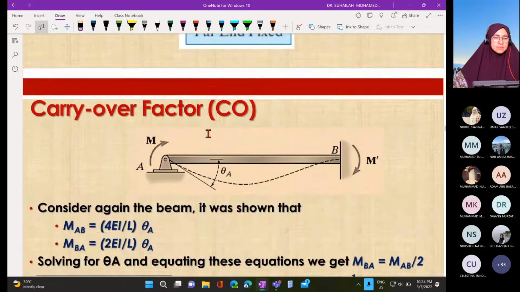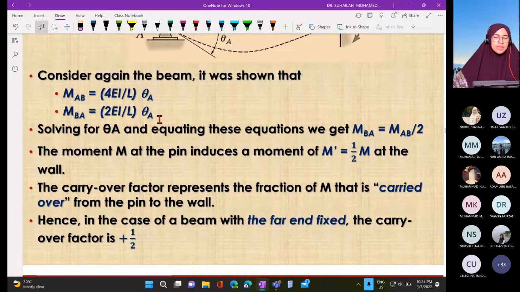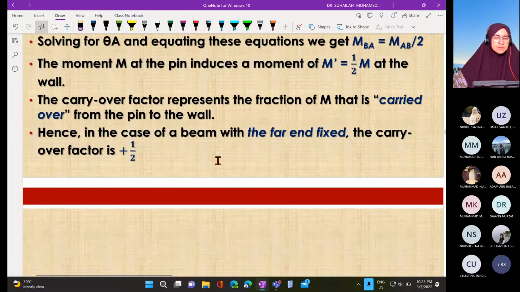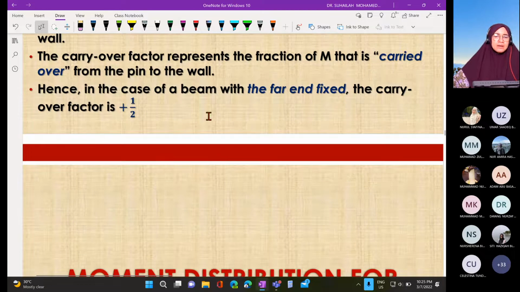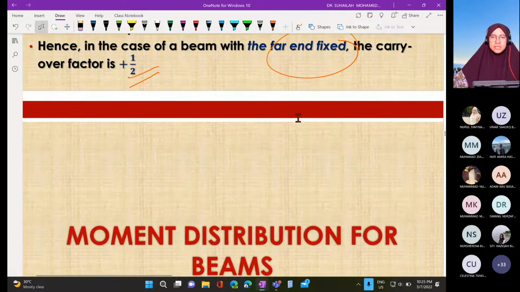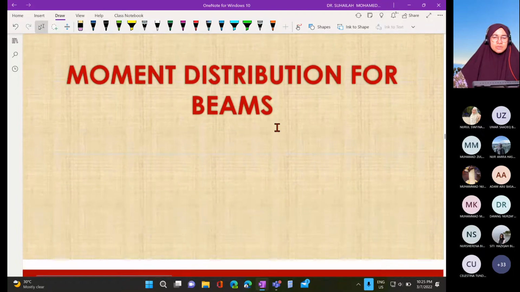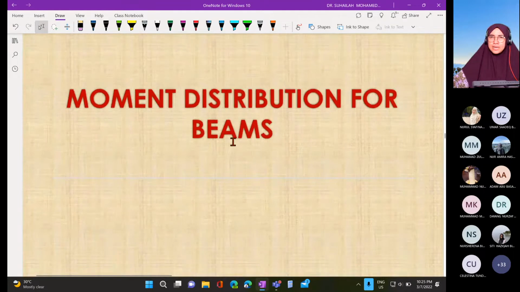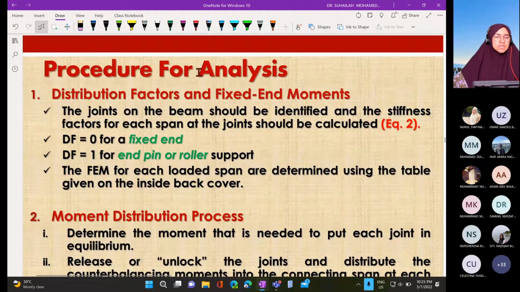Okay. So carry over, as I mentioned, carry over ni we do not calculate carry over factor, but we use carry over in the table. And for far end fixed, the factor is 0.5, and for far end pin or roller, the factor is 0. So we go to the procedure for beam analysis first. Okay, the procedure.